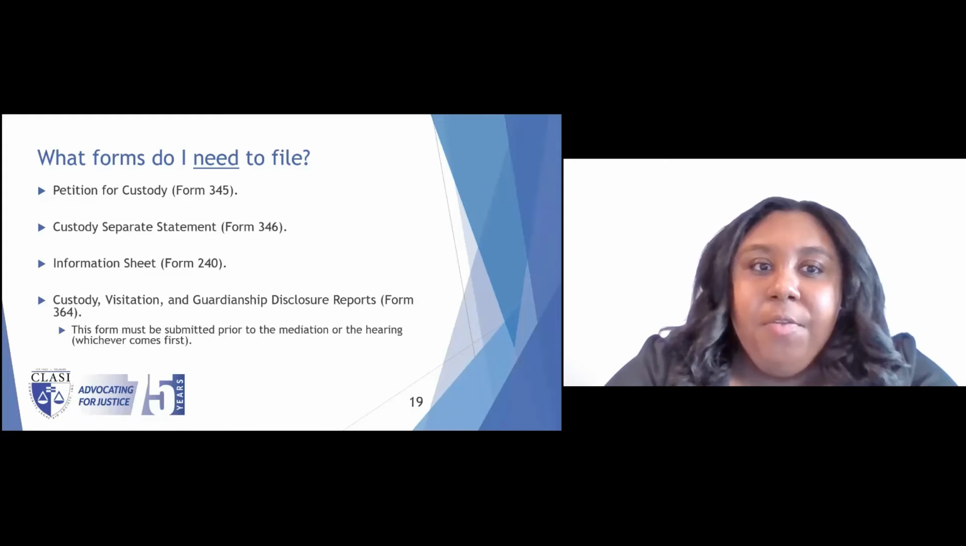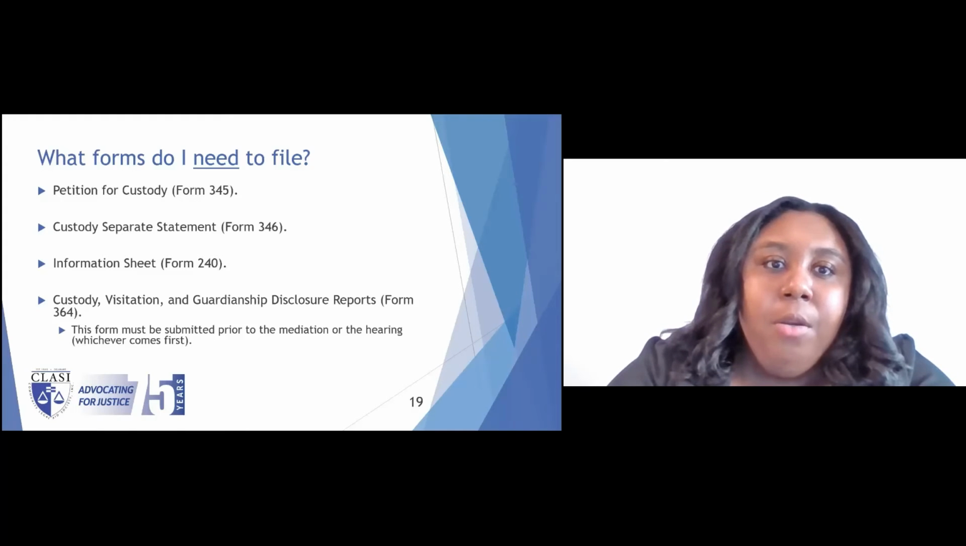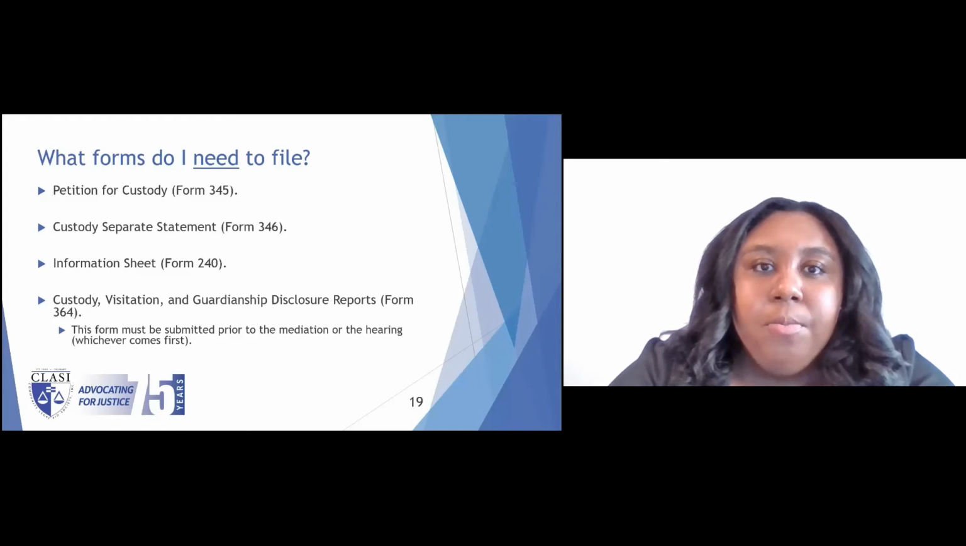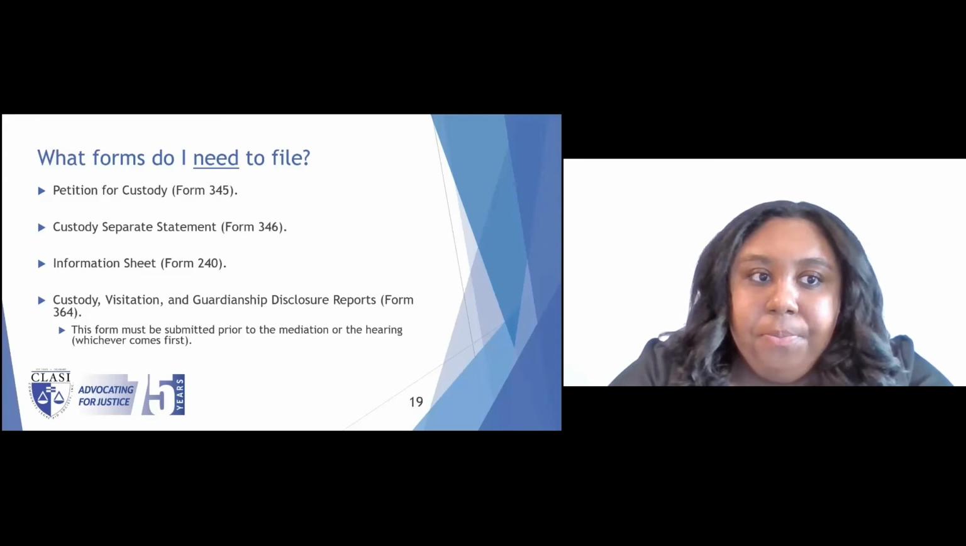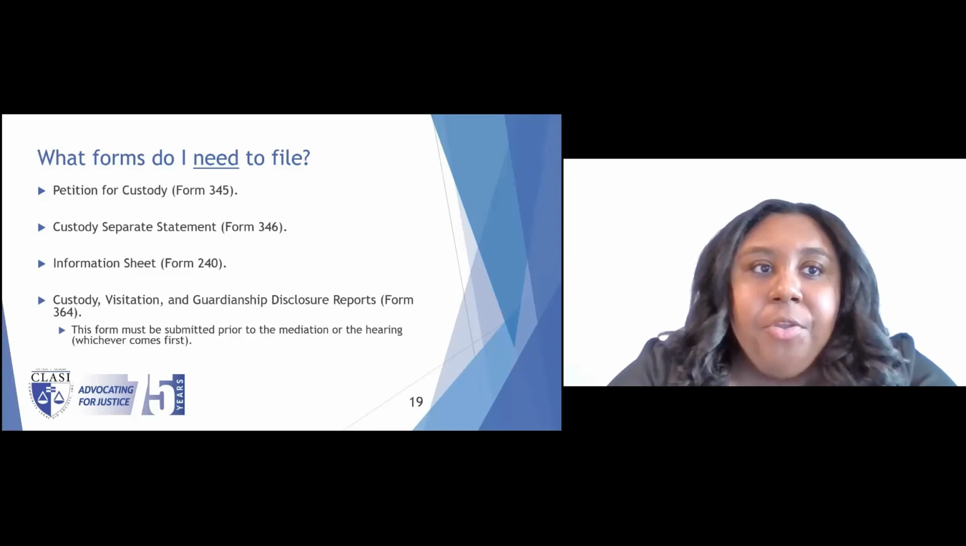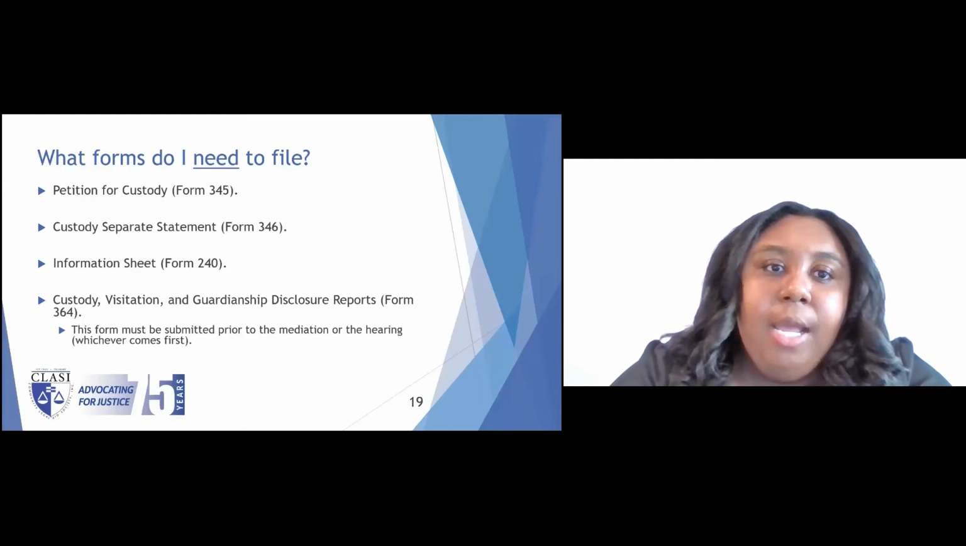So this is the part of the presentation where we are going to go over what forms you need to file for custody. There are some forms that are required and others that are situational. The first forms that we're going to go over are those that are required for everyone who is filing for custody. After that, we will go over a few of the more common situational forms and how to fill those out.